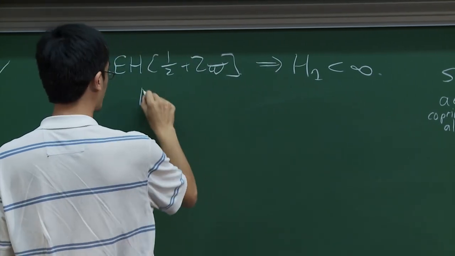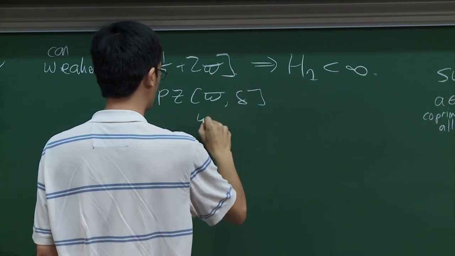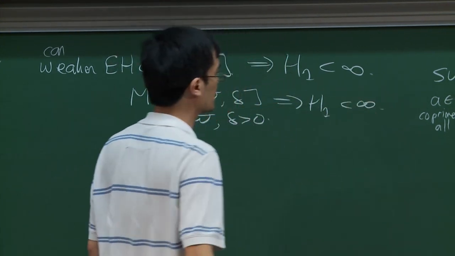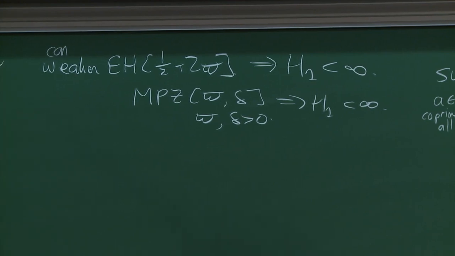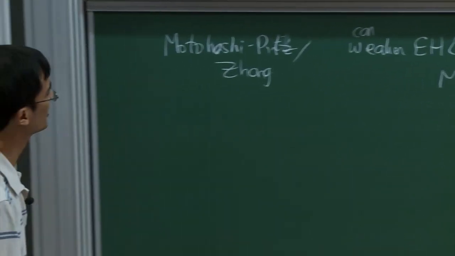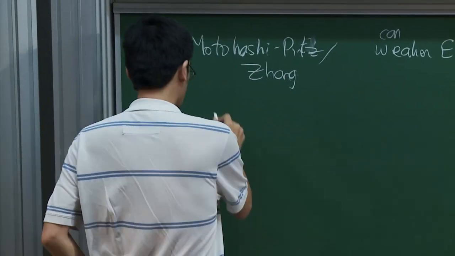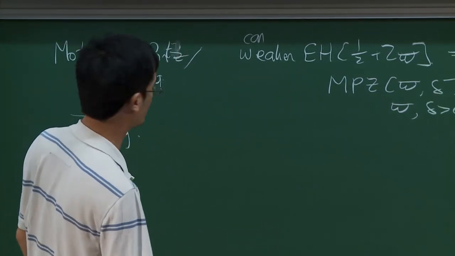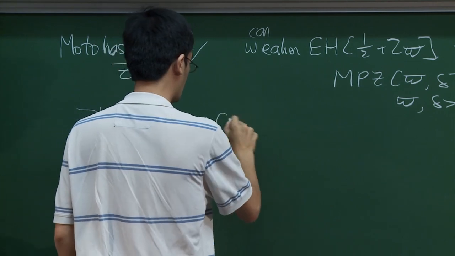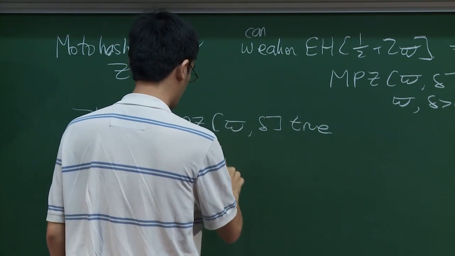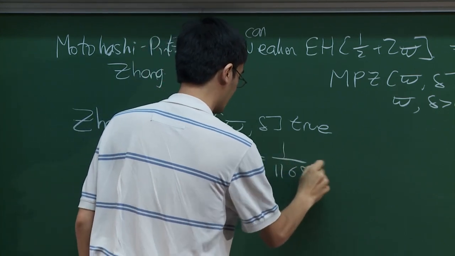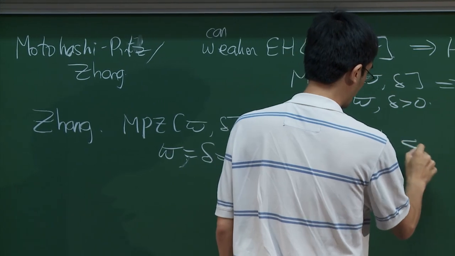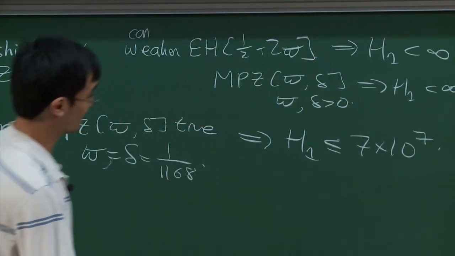So the claim is that if you can prove this conjecture for some values of the parameters bigger than zero, then you still get boundedness on H1. This implication is sort of implicit in this work, but it is pretty close to being in these papers. And then of course last year Zhang, in this language, actually proved this conjecture for a specific choice of varpi and delta. Not so important what value he got, but he got some small positive value, 1/1168. And then with that, he was able to get an explicit finite value of H1. It was 70 million.